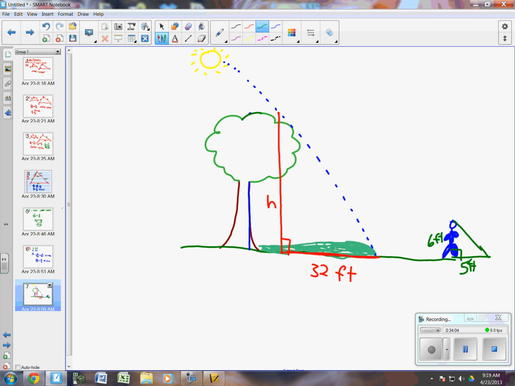Yes. What is a proportion that we can write to solve this? 5 over 32? 6 over h. Is that the only proportion we could write, or is there other proportions we could write? Okay. There's several of them that we could write. We could write h over 6 equals 32 over 5, and so forth. But they all come out to be the same when you cross multiply. 5 times h is 5h. So tell me what 6 times 32 is.